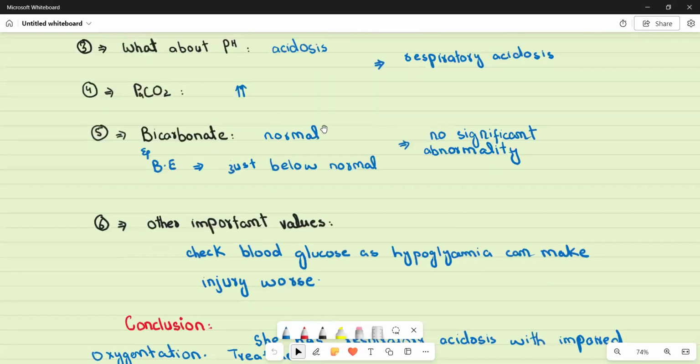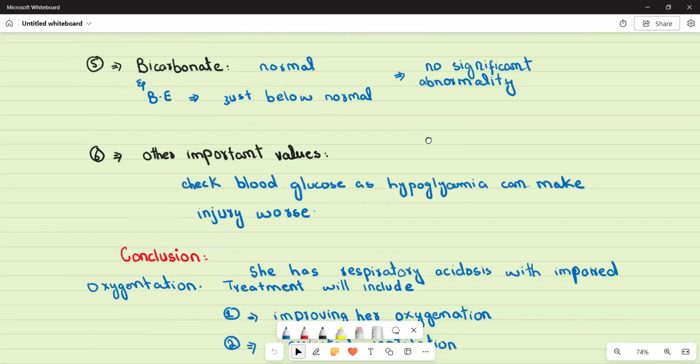What's bicarbonate level? Bicarbonate is normal. What's base excess? It's just below normal. So, there is no significant abnormality with bicarbonate or base excess. Okay. Are there other important values to consider?